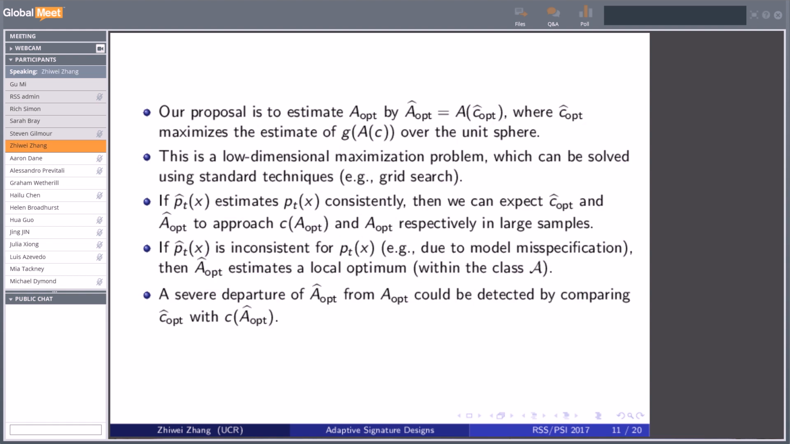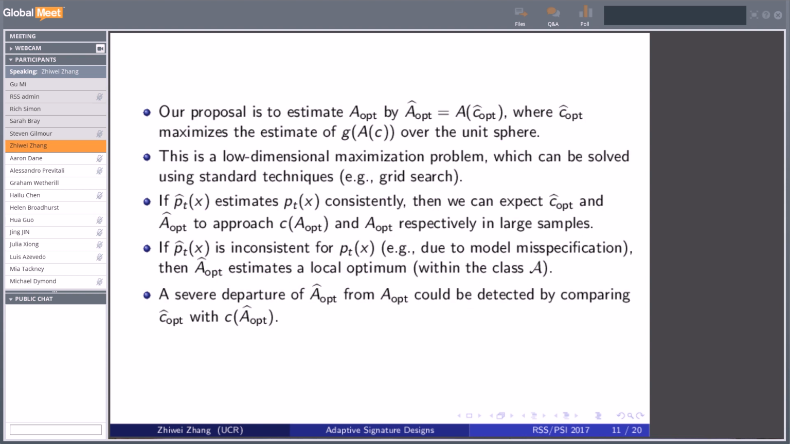Now, on slide number 11, our proposal here is to estimate the optimal subset by a subset in our working class with the largest estimate of the expected gain. The working class is indexed by the coefficient vector C, ranging over the unit sphere. The effective dimension of C is typically 2 or 3, so this is a low-dimensional maximization problem which can be solved using standard techniques.